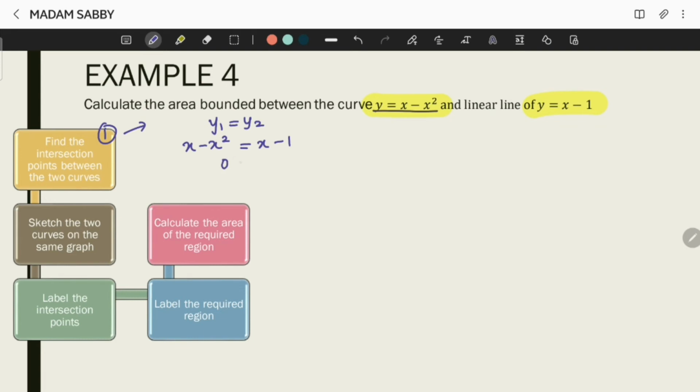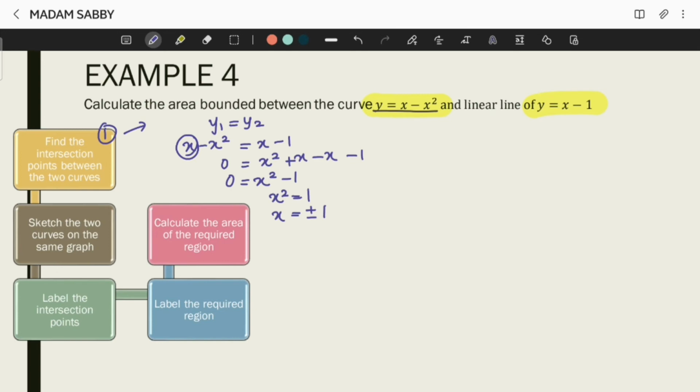Let this be 0. This x squared will be transferred to the right side, so it becomes x squared, and then plus x. This x transferred to the right side becomes minus x and minus 1. So 0 equals x squared minus 1. We're going to locate the x coordinate from this one. So x squared equals 1, so x actually equals positive and negative 1. That is the intersection x coordinate between these 2 curves.